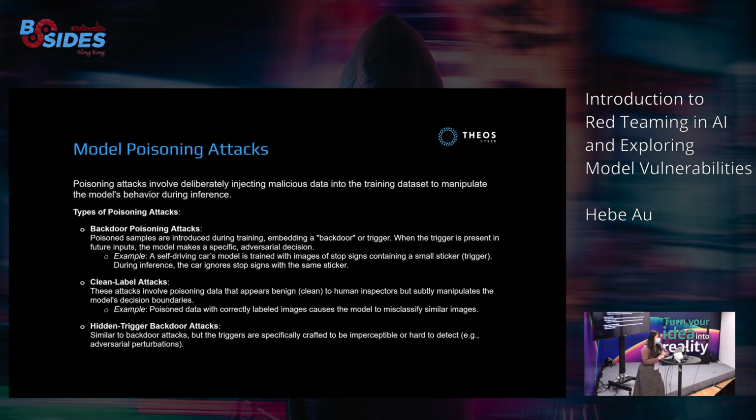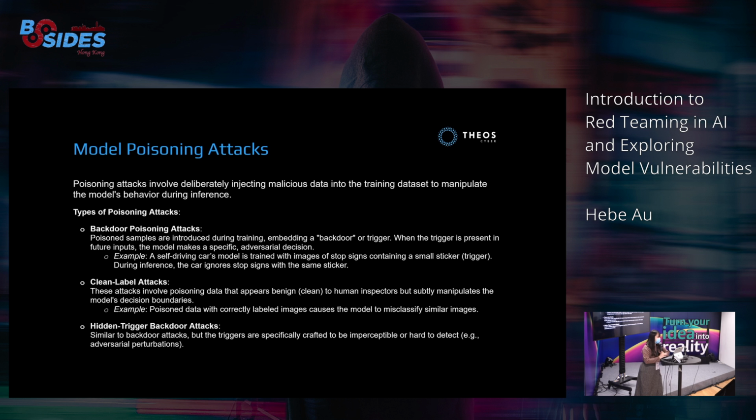So there are several types of poisoning attack. The first one is the backdoor poisoning attack. Backdoor just changes the data set and embeds a backdoor during training. So when the trigger is present in future input, the model will make a specific decision.